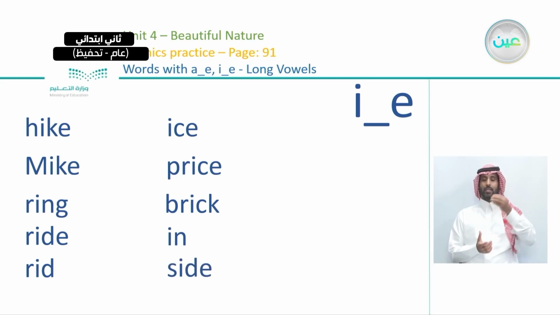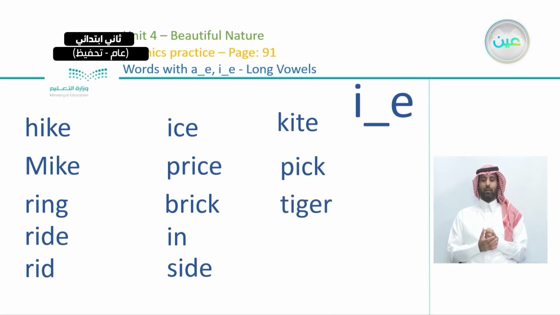We have in. And we have side, side. We have here kite, kite. We have pick, pick. We have tiger, tiger. We have five, five. And we have if.